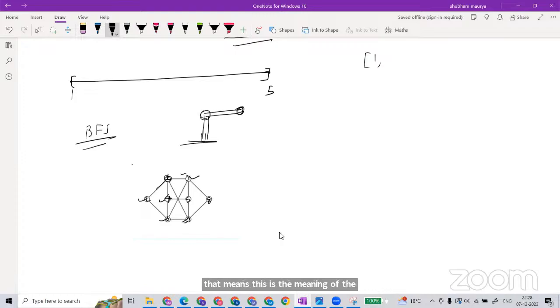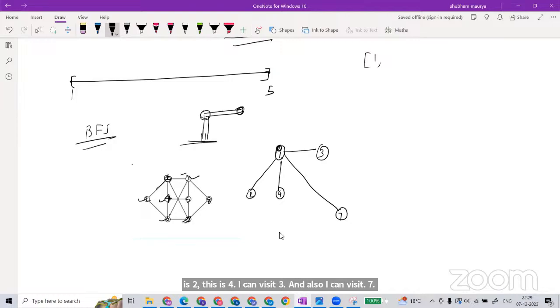You can visit vertex 2. You can visit vertex 4, and you can directly visit 7 here, and you can visit 3. That means here, if you have this vertex 1, okay, so I can visit 2, I can visit 4, so this is 2, this is 4, I can visit 3, and also I can visit 7.